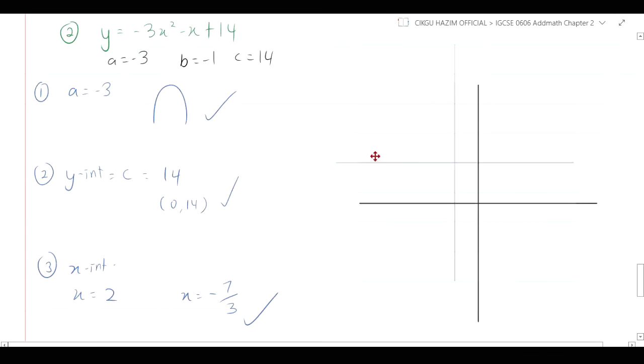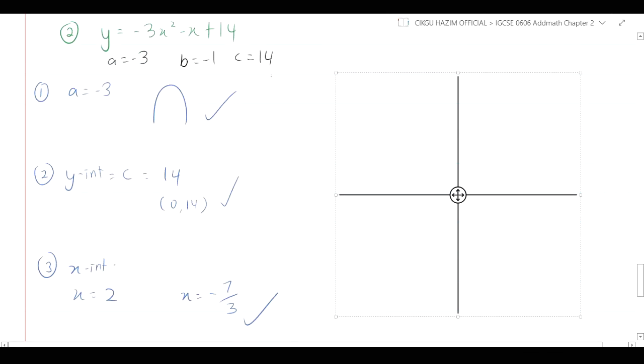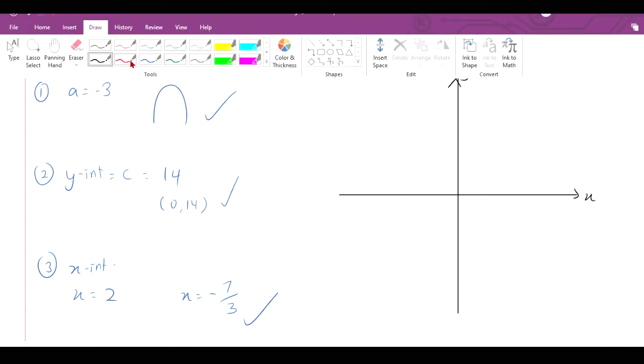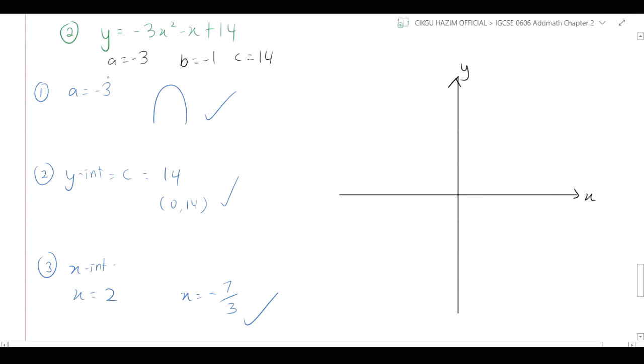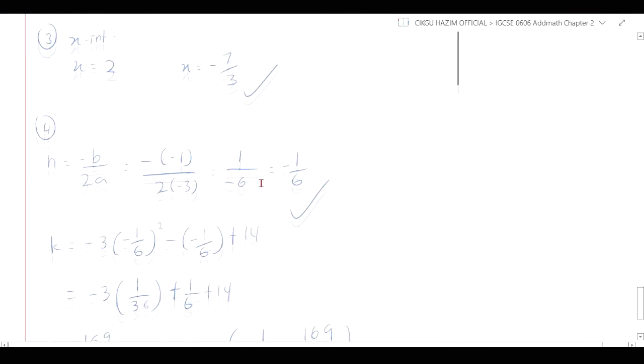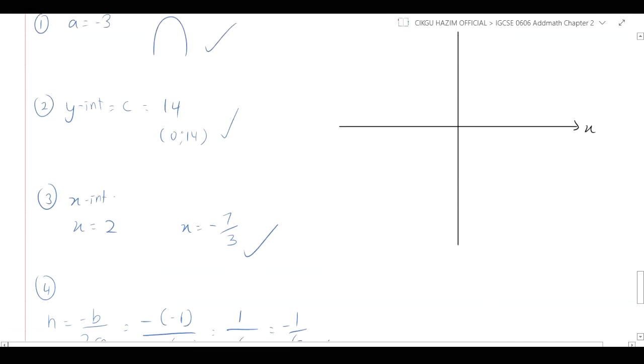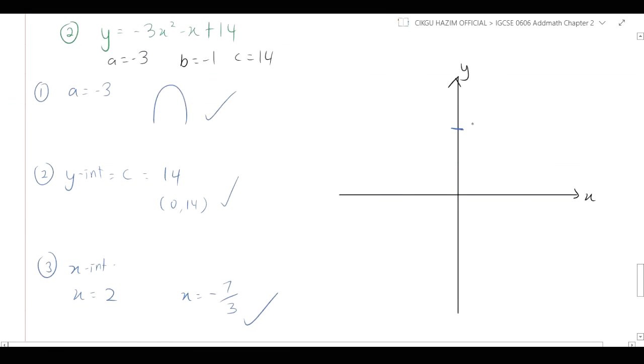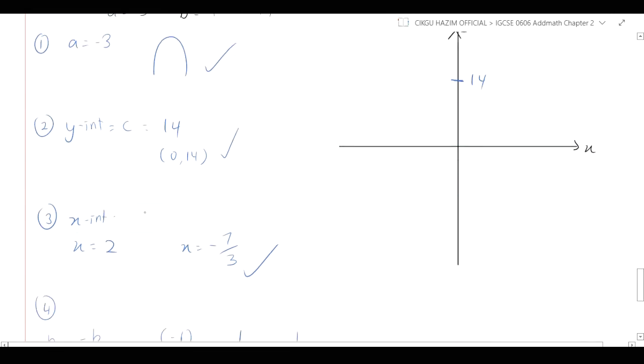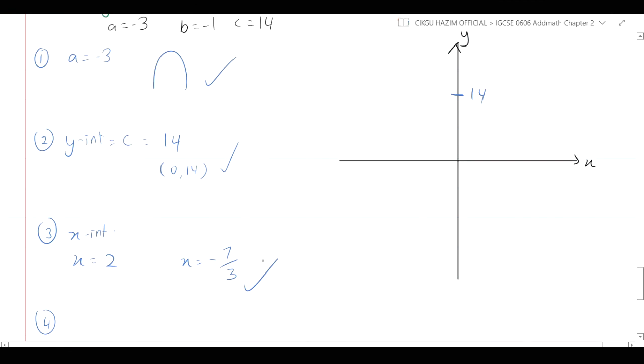All right, so let's see these things. This is the y-axis, this is the x-axis. First of all, you set the axes, and then you sketch. Sketch the y-intercept first. The y-intercept must happen at 14. So imagine that this is 14. Just imagine, okay. And then the x-intercepts are 2 and negative 7 over 3. Imagine that this is 2. Imagine this is around negative 7 over 3.